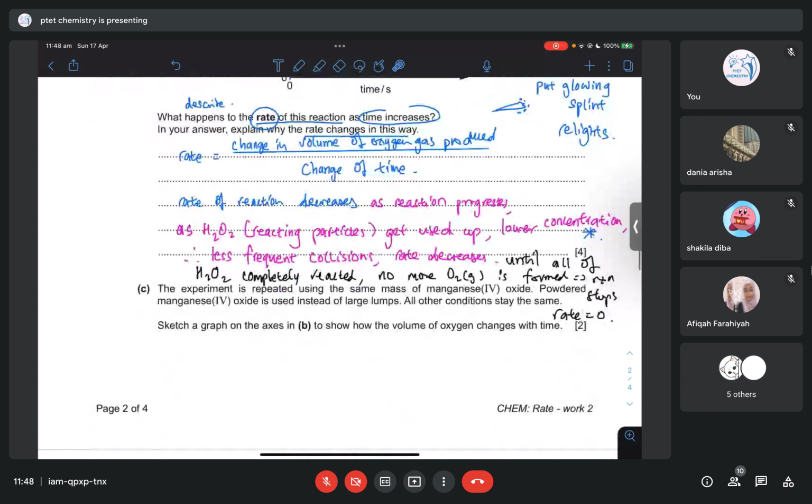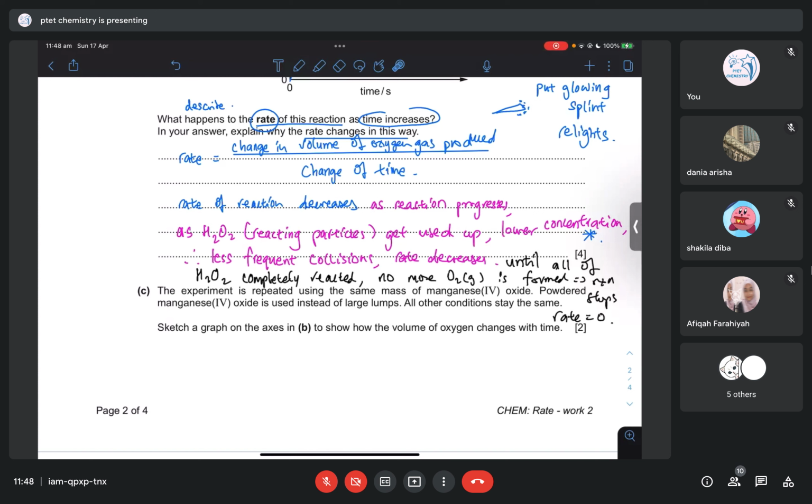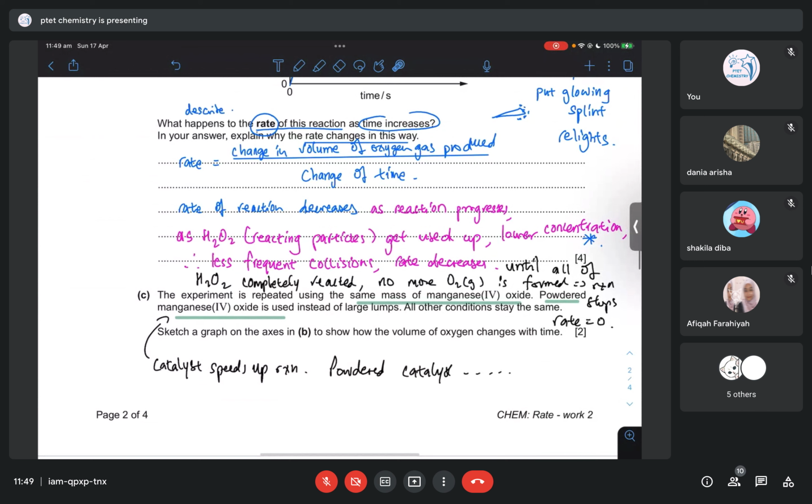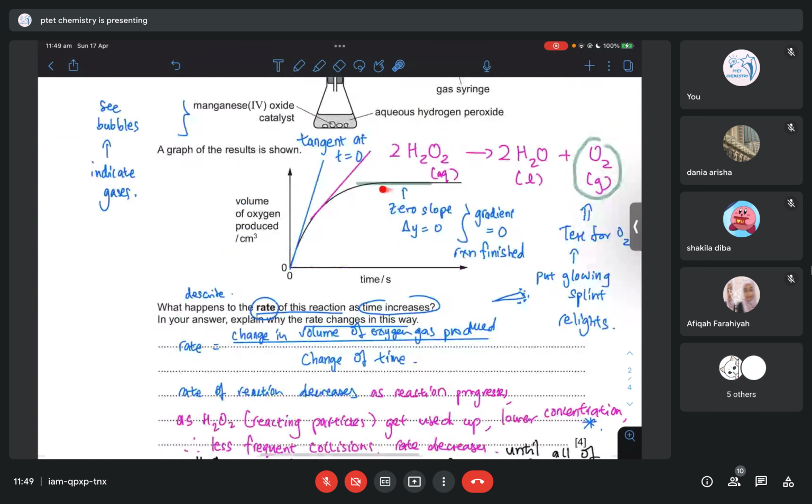Okay, there are many more things, but you are now using the same mass of manganese(IV) oxide, but you use a powdered form of the catalyst. So here we know the catalyst speeds up the rate of reactions. So we are using the same catalyst, but now we use powdered catalyst. When we use powdered catalyst, will it change the volume of oxygen product? That's the first question.